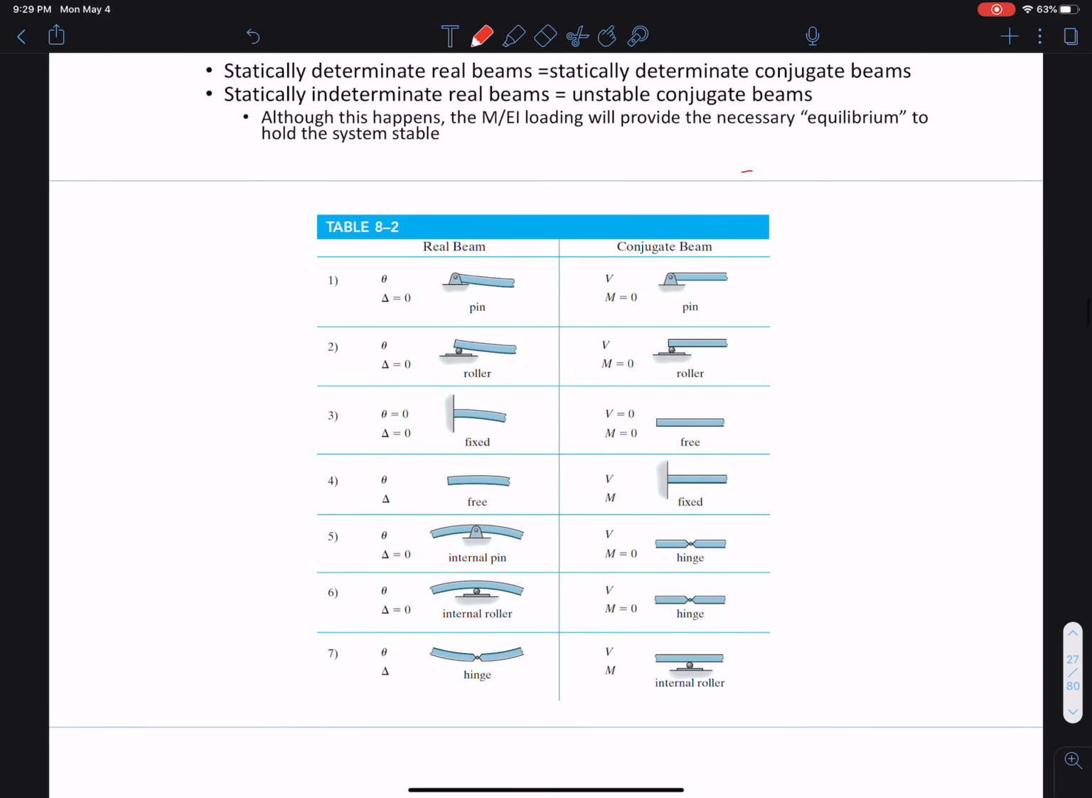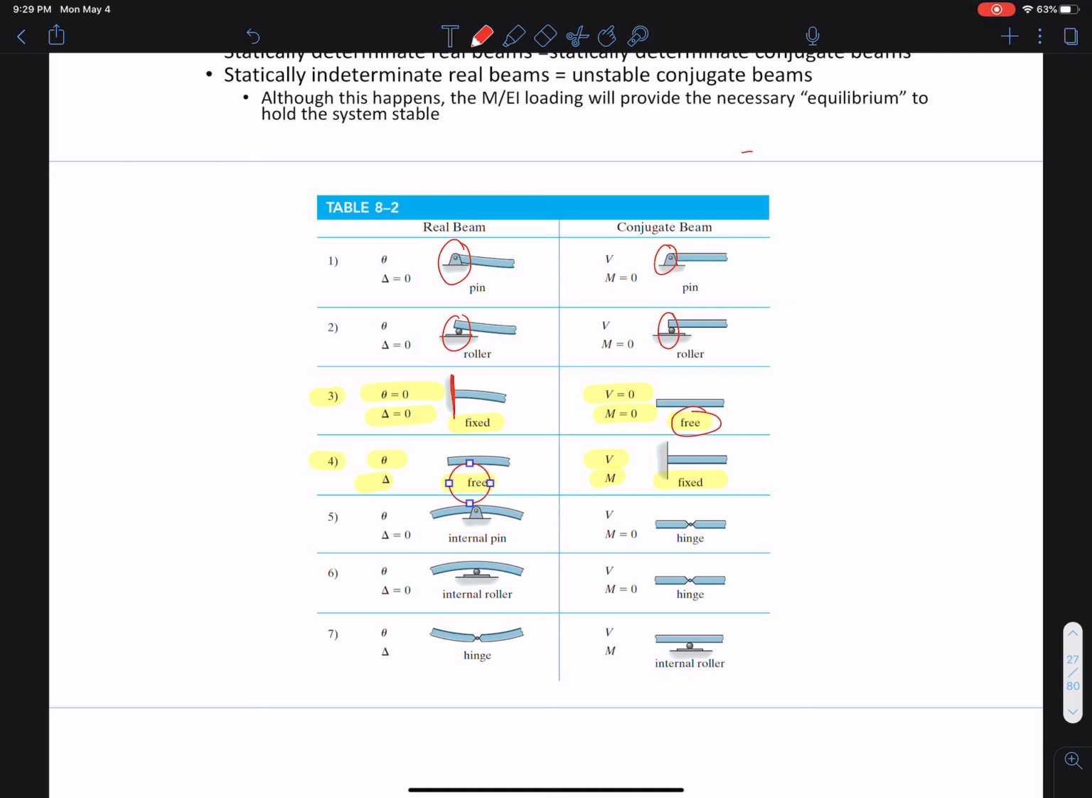So here, if our real beam has a pin, our conjugate beam has a pin in the same place. Real beam has a roller, conjugate beam has a roller. This is where things get interesting: fixed and free. These are the main ones we need to really remember. If our real beam has a fixed support, we will remove that for the conjugate beam. If our real beam has a free end, we will add a fixed support in the conjugate beam. So make sure you remember that.